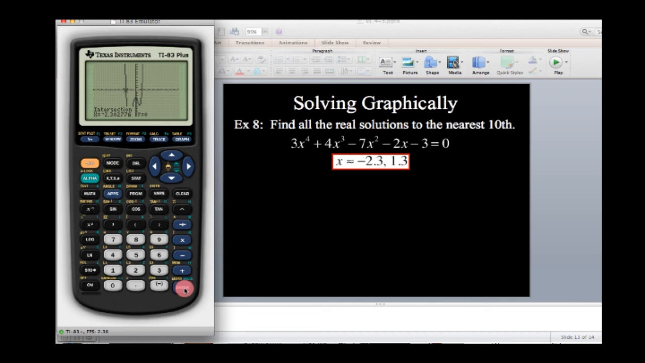So then we'll do the same thing to find the other intersection. We'll go second, trace, down to intersect, number 5. And again, we'll go to the right now. And again, we just have to get relatively close to that. That's really close to the intersection, but we have to get close to it. Hit enter 3 times, first curve, second curve, and I don't want to guess. And you can see we get 1.3 when we round that off. So those are the two answers we're looking for, negative 2.3 and positive 1.3.